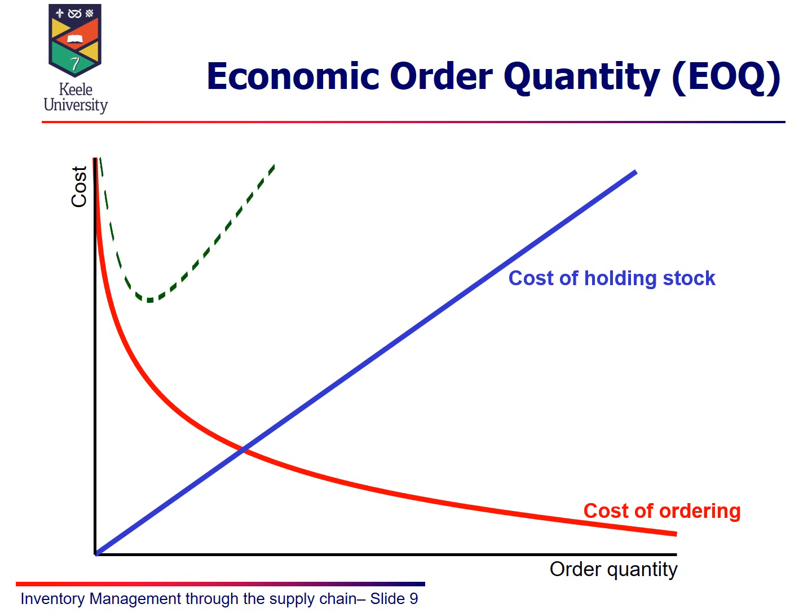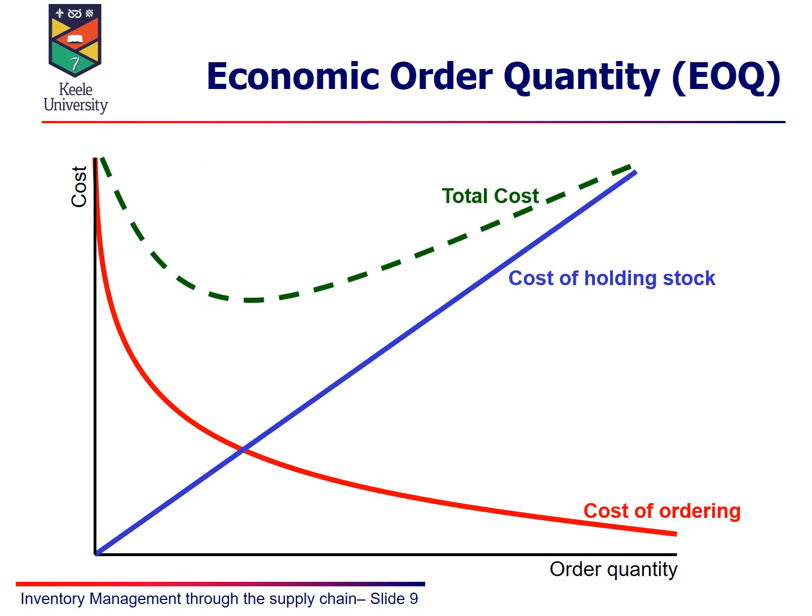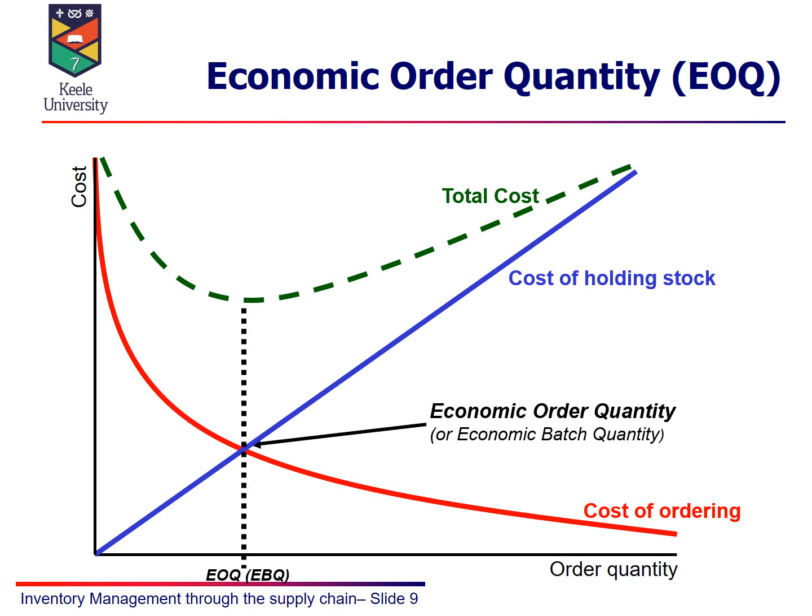So of course, somewhere in the middle, there's the compromise. If we were to add the blue and the red line, cost of ordering plus cost of holding, it gives us a total cost line. And we will find that at some point, the green dotted line, there's a minimum point. This is the economic order quantity. It's ordering not too much, but not too little, just the right amount to keep the costs minimized.